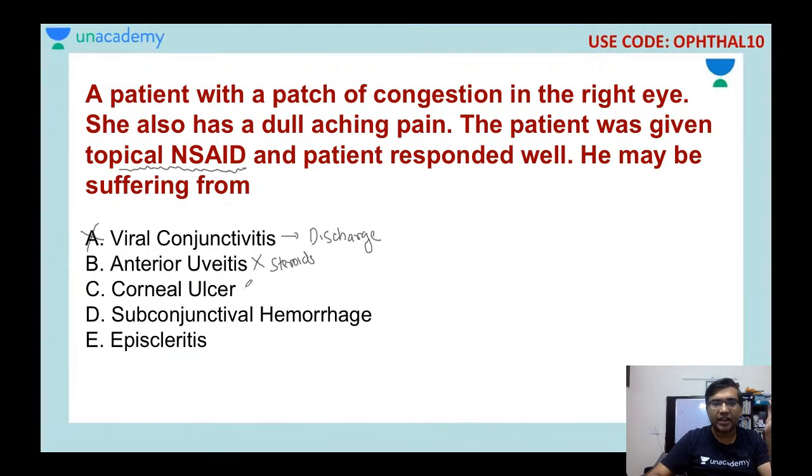Then comes the corneal ulcer. Corneal ulcer would have more severe pain, not a dull pain, and corneal ulcer would also not respond to a topical NSAID. Subconjunctival hemorrhage, I told you, does not have pain. So the answer basically becomes episcleritis, the E. Are you all getting my point? So बाकी हमने options जो हैं rule out कर दी, हम episcleritis पे आ गए.